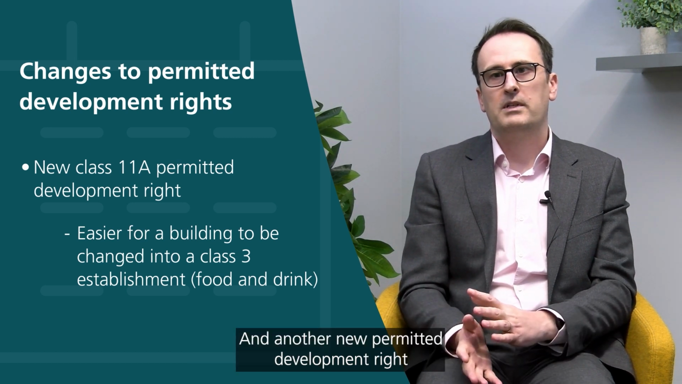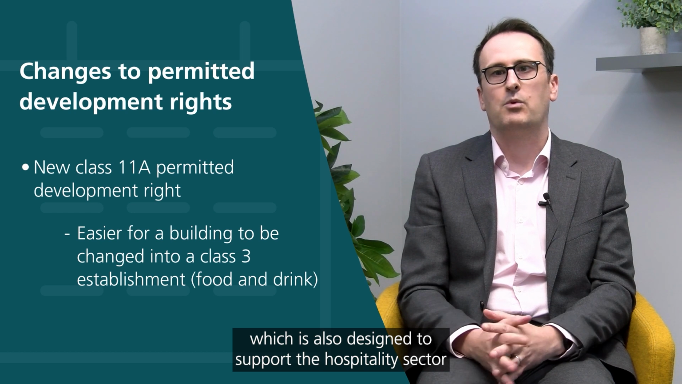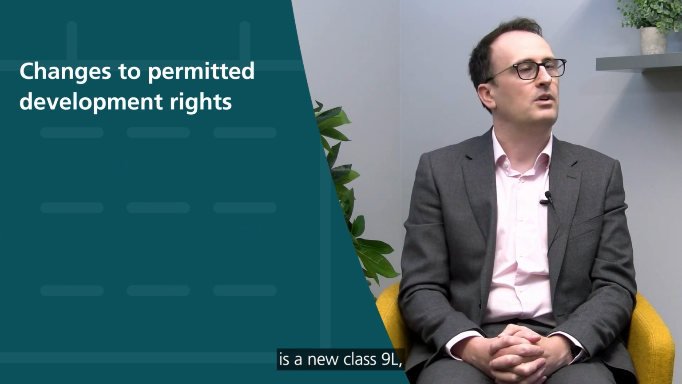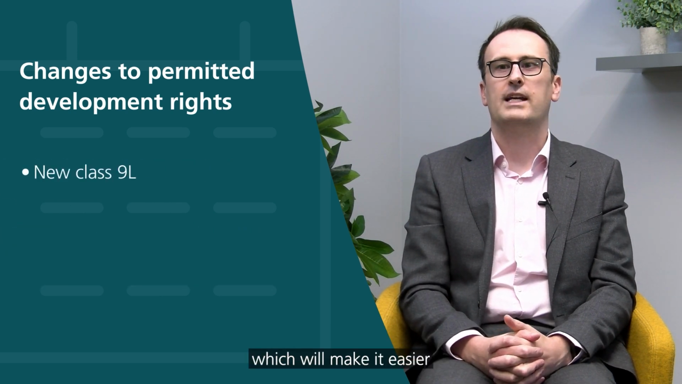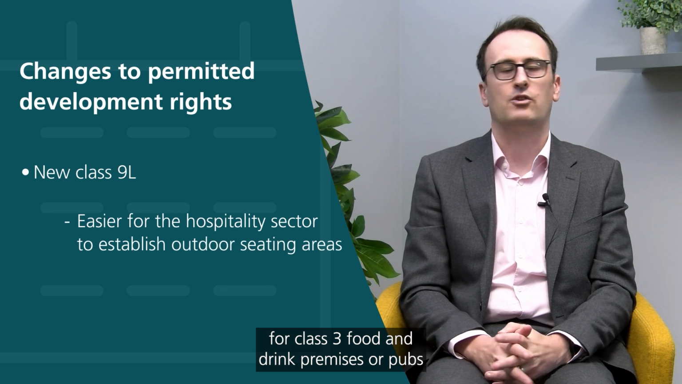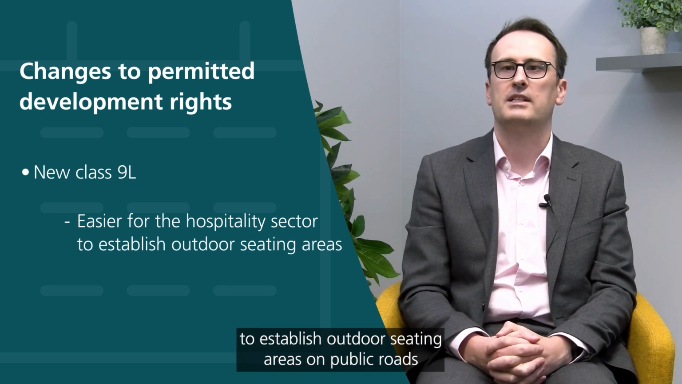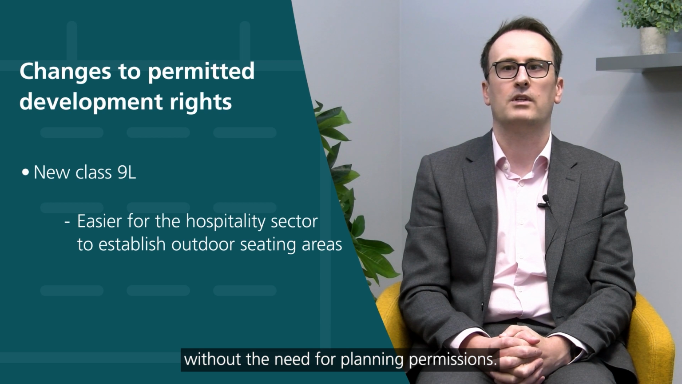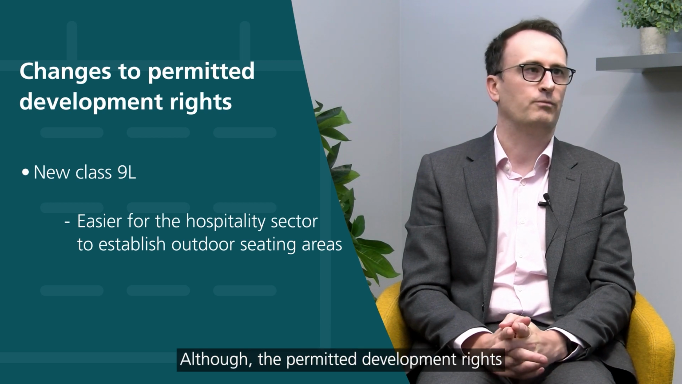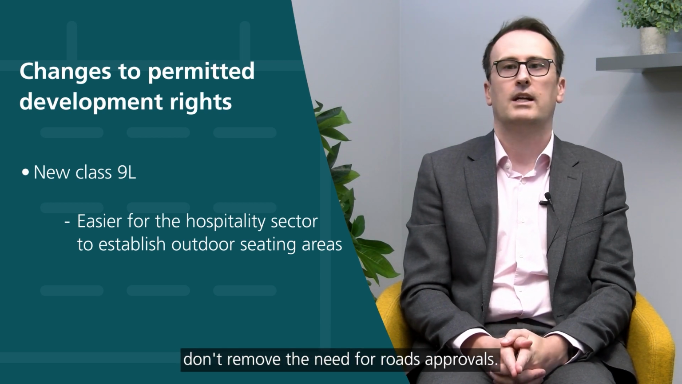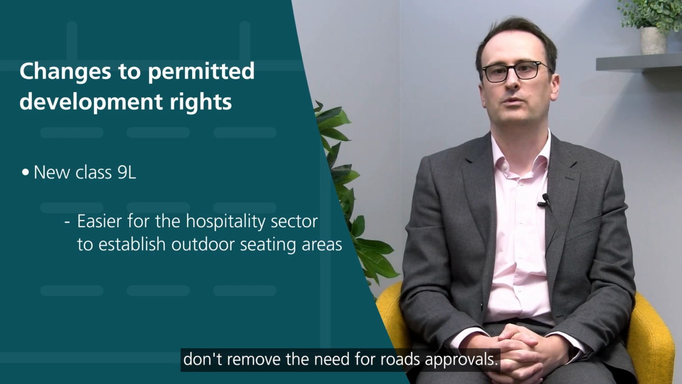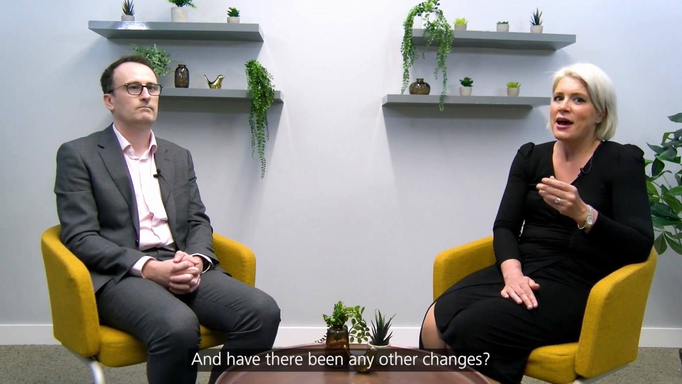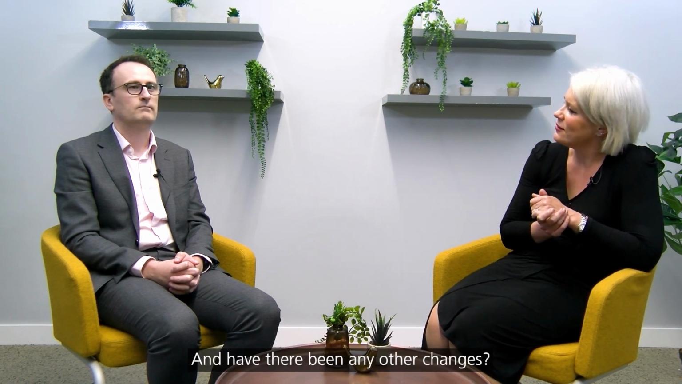And another new permitted development right, which is also designed to support the hospitality sector, is a new Class 9L, which will make it easier for Class 3 food and drink premises or pubs to establish outdoor seating areas on public roads without the need for planning permission, although the permitted development right doesn't remove the need for roads approvals. So that's great news for our town centres. Have there been any other changes?